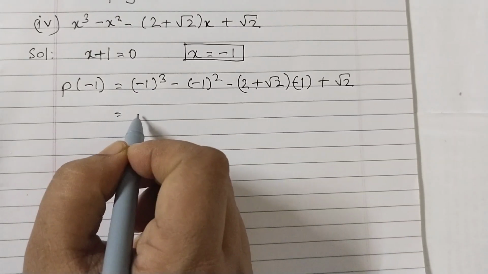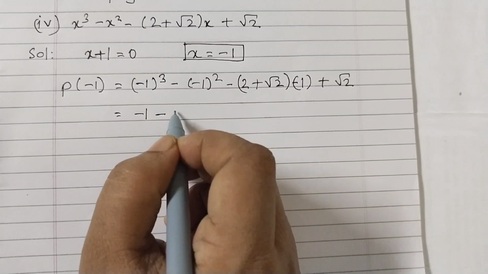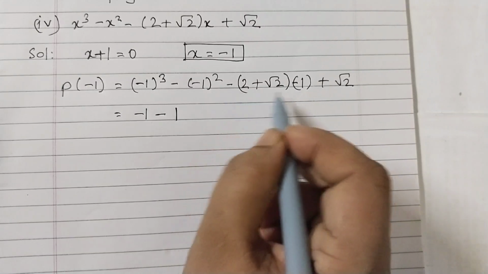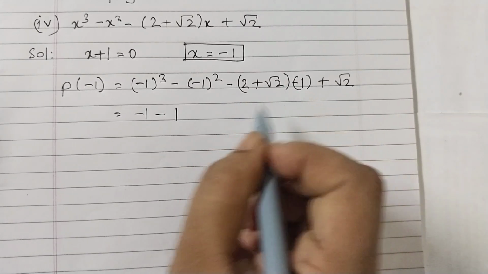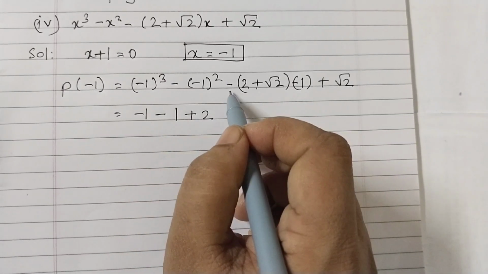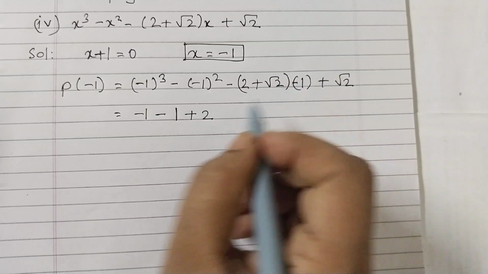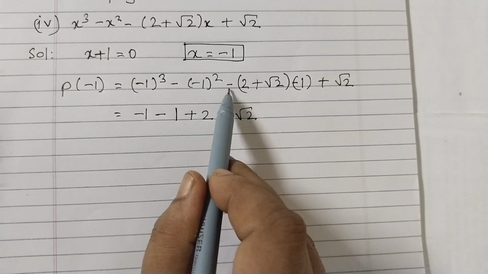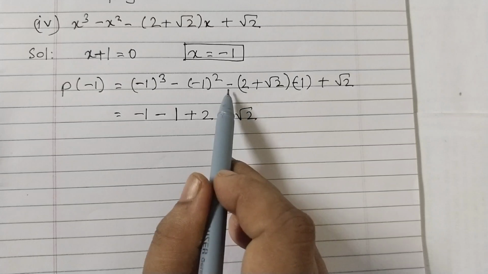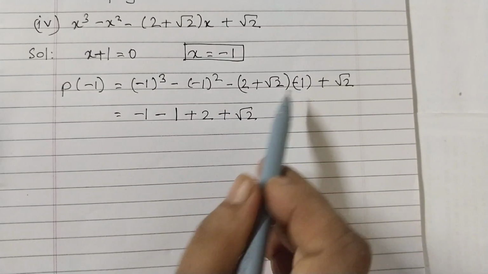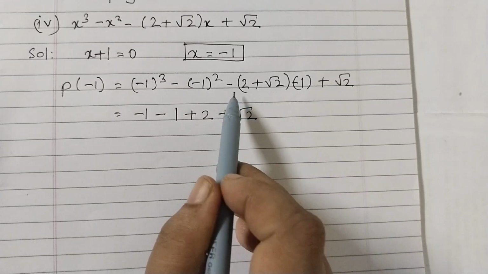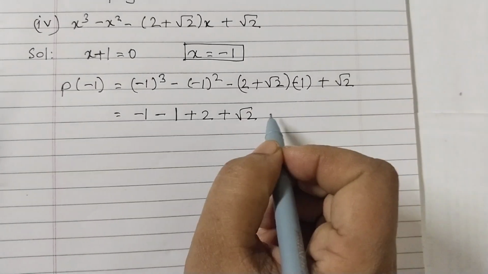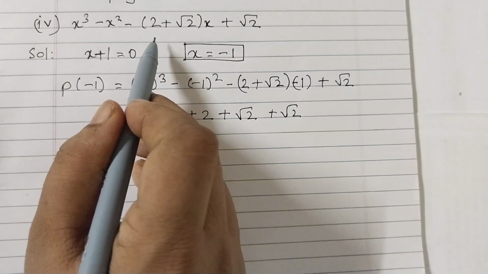Minus 1 cubed is minus 1, minus squared is 1. Now here see, minus 2 and then minus 1. Minus minus becomes plus 2 into 1. So this will be plus 2 minus root 2 into minus 1, so that is plus root 2. Understand this. Minus is multiplied to 2 first and then it is multiplied to minus 1. So minus into 2 is minus 2 into minus 1 is plus 2. Same way, minus is multiplied to root 2, minus root 2 into minus 1 is plus root 2. Plus root 2.